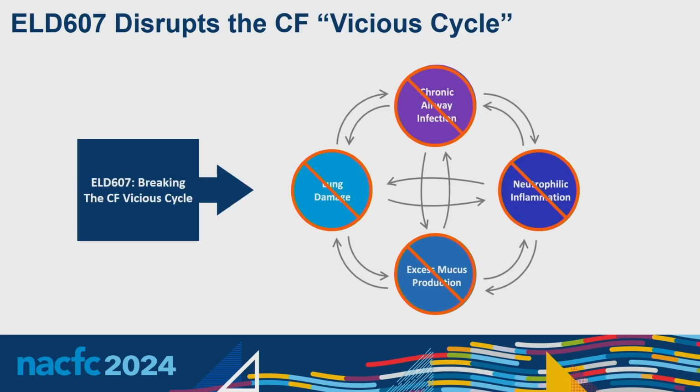So if I revisit back to this initial CF vicious cycle that I mentioned at the beginning of my talk, ELD-607 has been shown to reduce airway infection and reduce neutrophilic inflammation. It also normalizes mucus production and reverses lung damage, ultimately providing positive evidence that ELD-607 can help reverse lung remodeling.